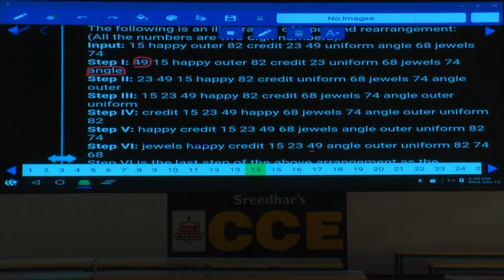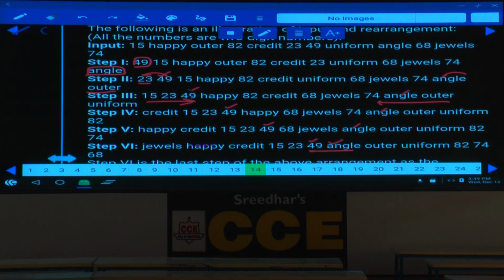From there onwards, 49 shifted to the second place, third place, fourth place, fifth place and sixth place. And similarly, this angle shifted to the second place, isn't it? Second place, third place, fourth place, fifth place and sixth place, isn't it? After this, then the next one to 49. What is the previous odd number to 49? 23 arranged here. Then the next in the alphabetical order after angle, that is outer, shifted at the last place, isn't it? Then from there onwards, all these elements were shifted to the left hand side and the words are shifted to the right hand side.